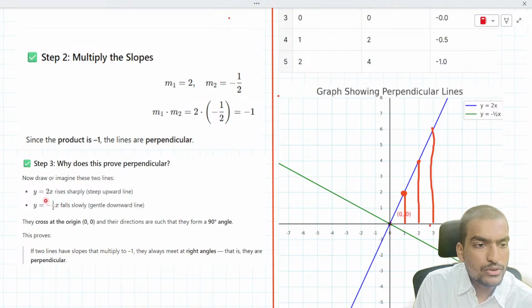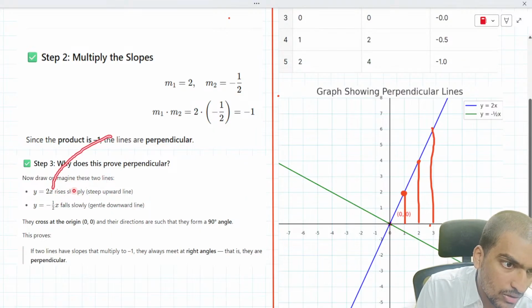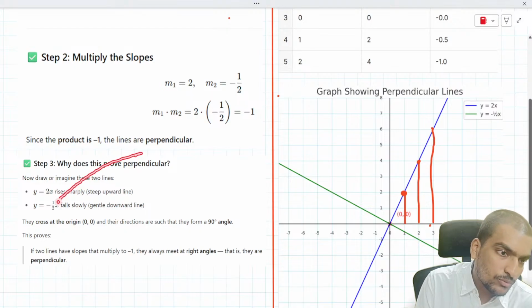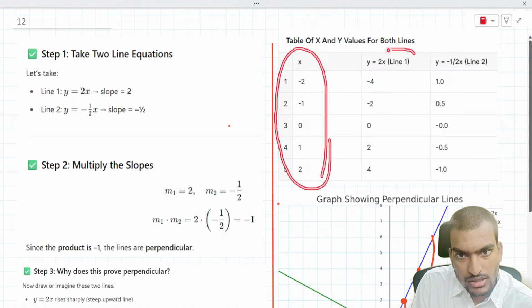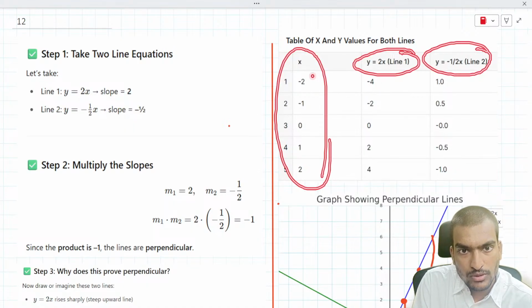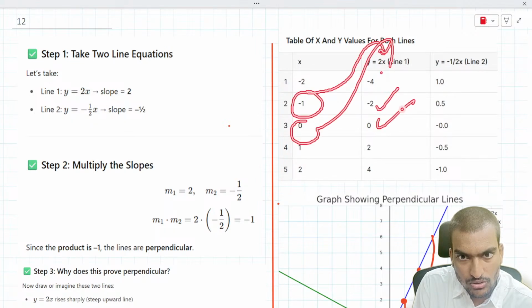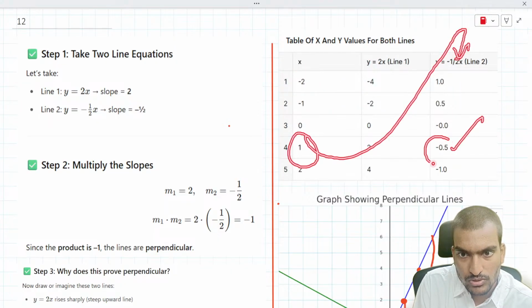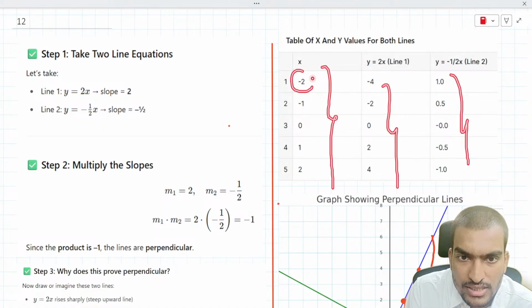So here, how do we do it? We have y equals 2x and y equals -1/2 x. We input x values like -2, -1, 0, 1, 2 into line 1 and into line 2. If you input x equals -2, what do you get? 2 into -2 is -4. If you input -1, you get -2. If you input 0, you get 0. In the same way for the other line, if you input 1, you get -1/2, which is -0.5. We just took certain x values and input them here.